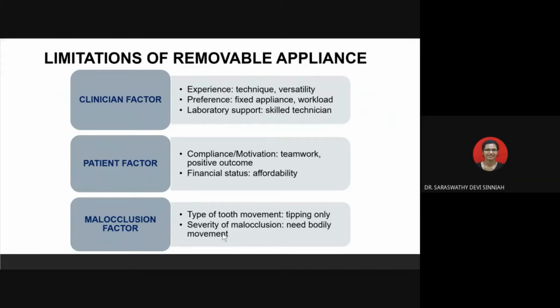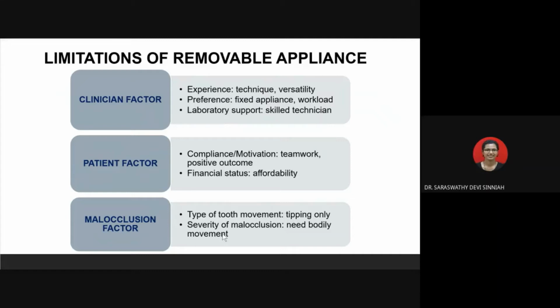Secondly, coming to the patient factor. It is crucial that a patient wears the appliance diligently as advised, as compliance to wear ensures positive treatment outcome. The improvement in malocclusion will only occur if there are sufficient hours of wear. Otherwise, there will not be much improvement. Motivated patients are important to ensure continuous teamwork between the clinician and the patient throughout, as the treatment duration with a removable appliance may take between 9 and 12 months.